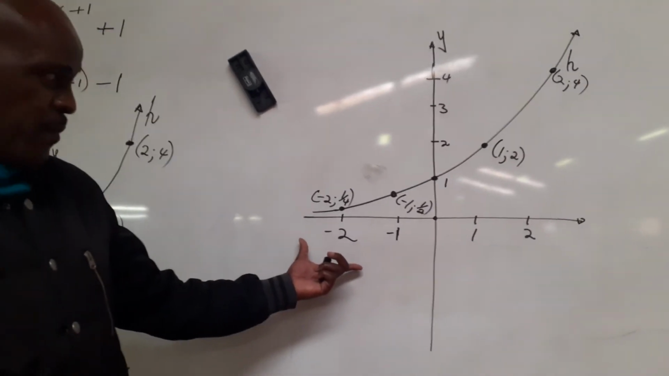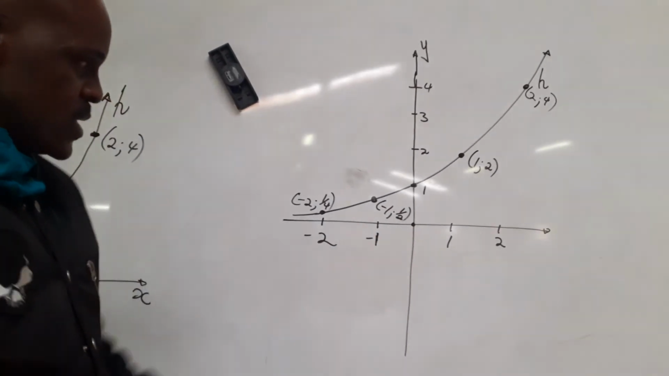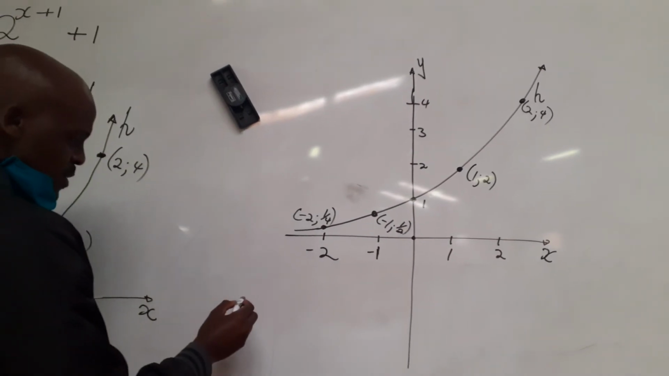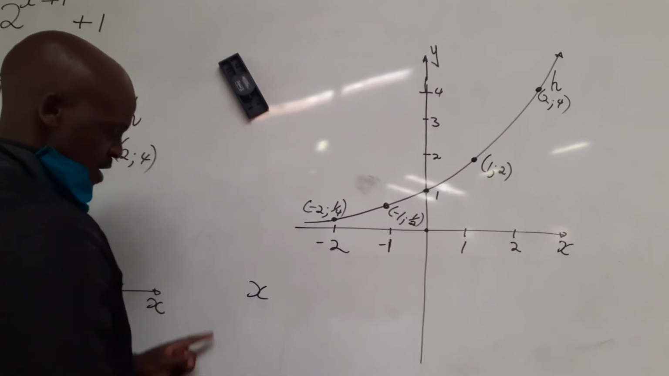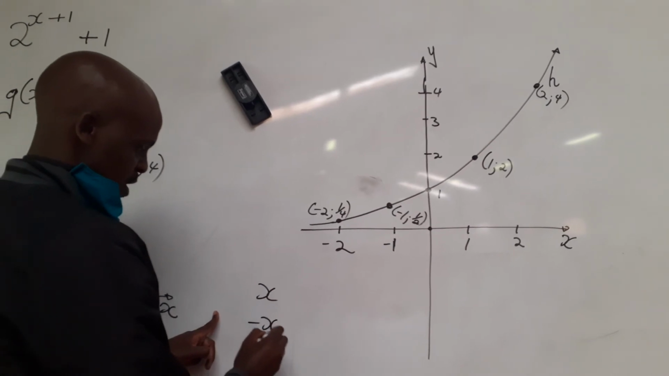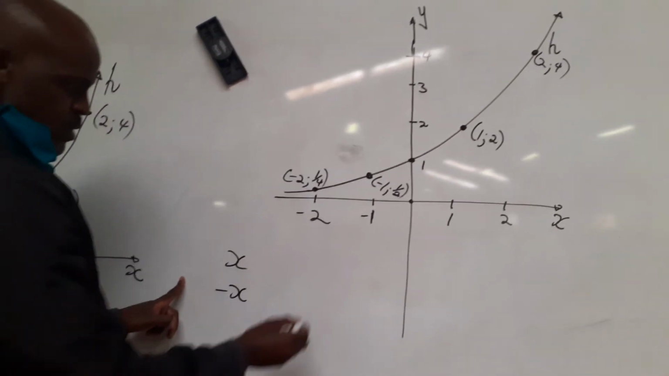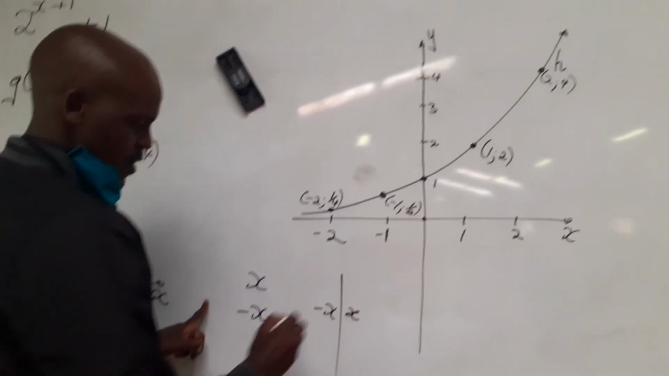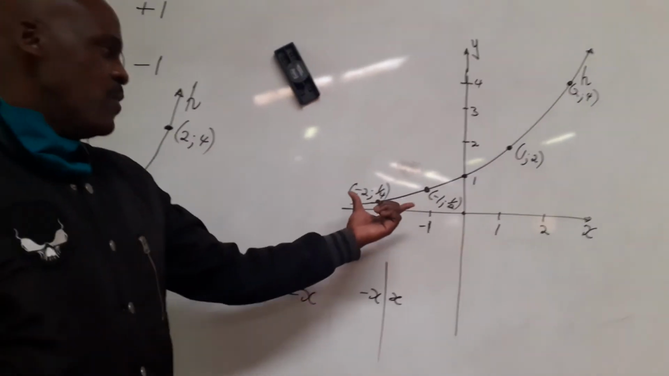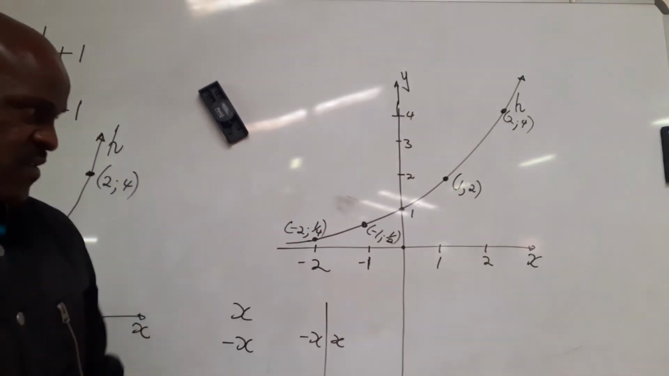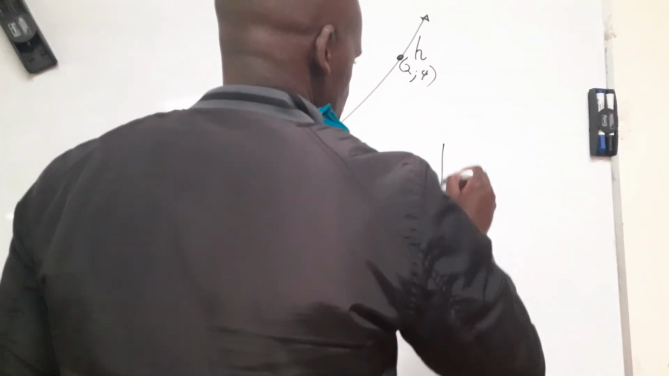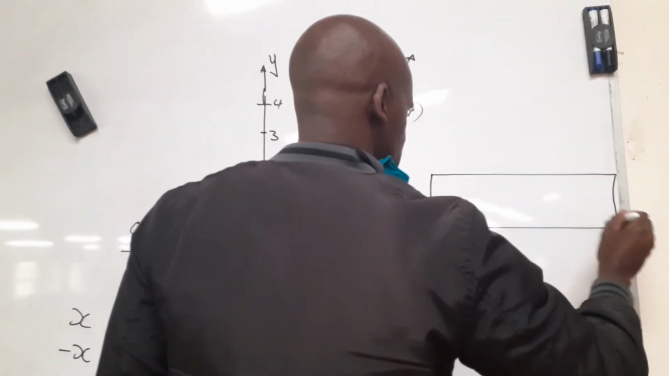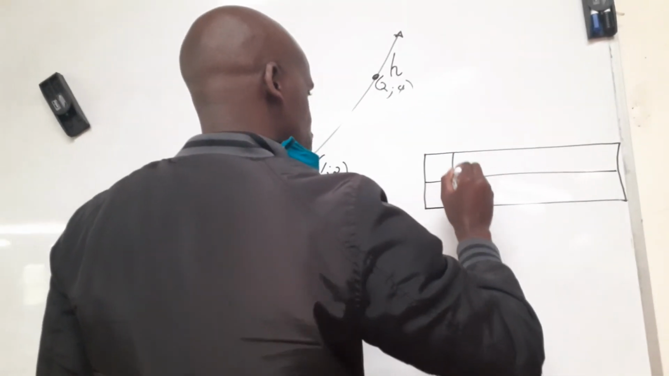We are reflecting about the y-axis. When you reflect about the y-axis, you just multiply x by negative, so it will be negative x after reflection. You multiply the values of x there by negative. Let's check. Remember, y won't be affected. Only x will be affected.